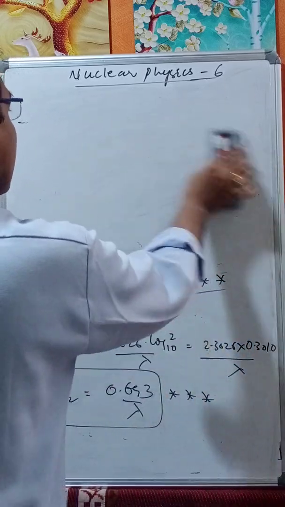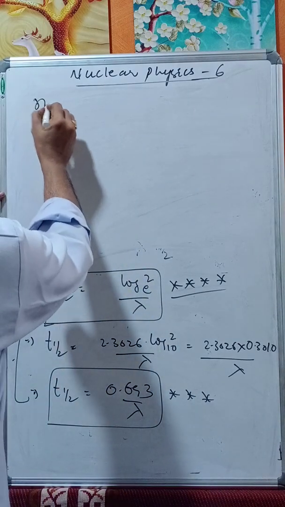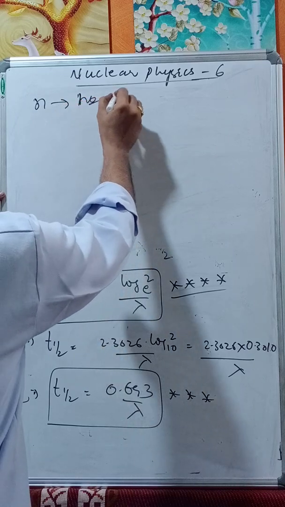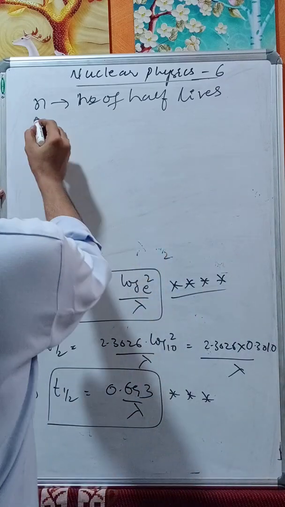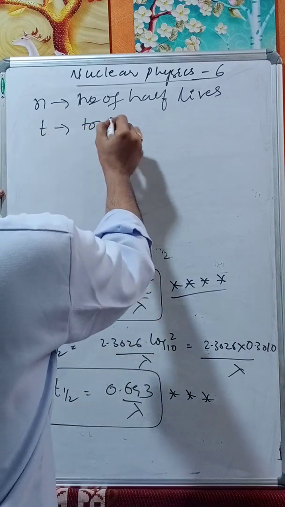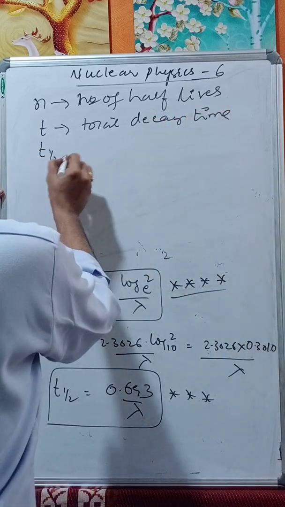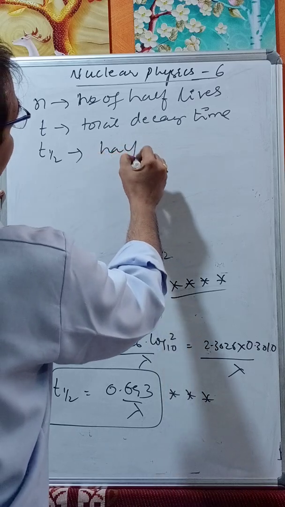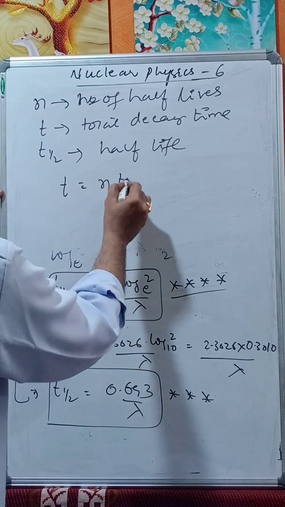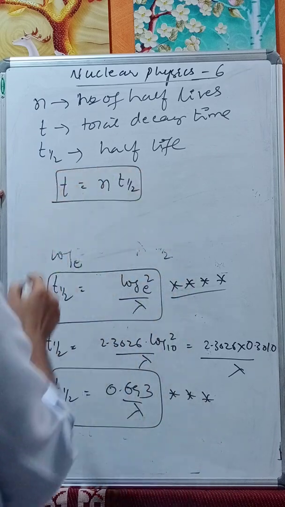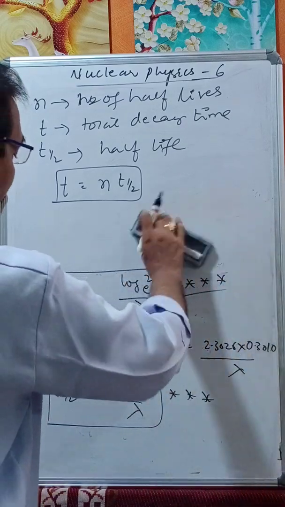Now, if n is the number of half-lives, t is the total decay time, and t half is the half-life, then these three are related as t is equal to n into t half. T is equal to n into t half.